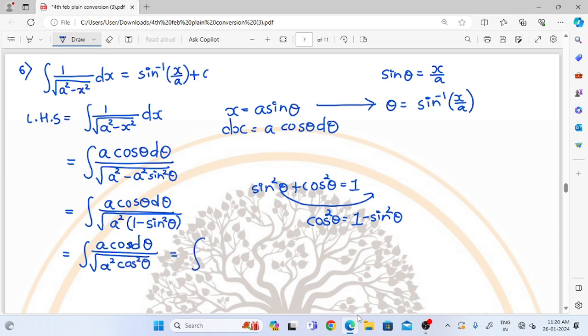Now integration a cos theta d theta as it is, in the denominator square root of a square, that is a, and square root of cos square theta is cos theta. So a will get cancelled, cos theta will get cancelled. So what will remain? Integration of d theta, and integration of d theta is nothing but theta. And we know the value of theta. Theta is nothing but sine inverse of x upon a. So that is equal to our RHS.